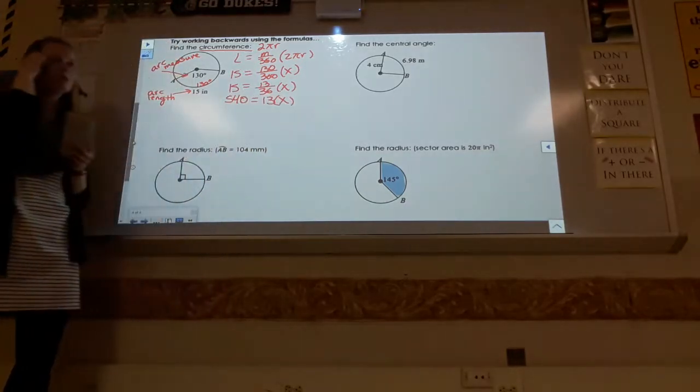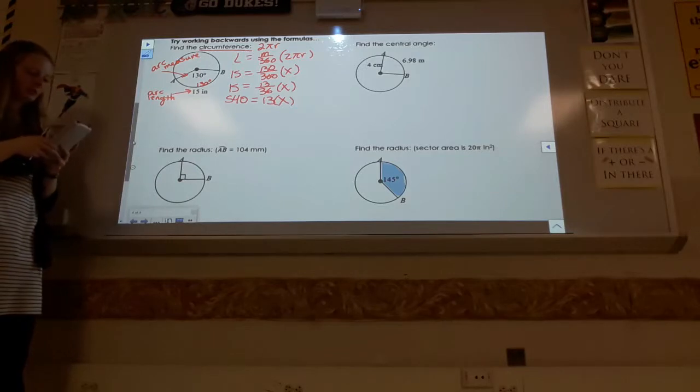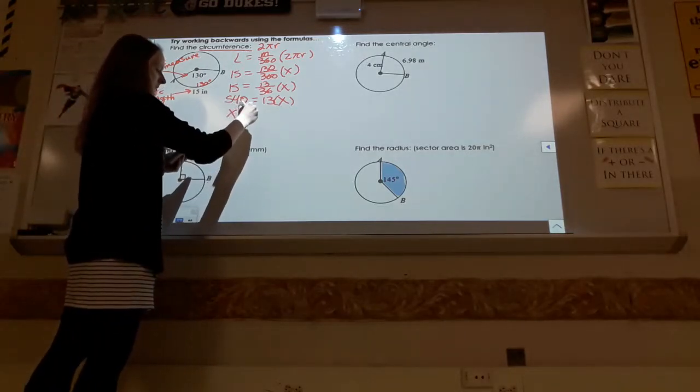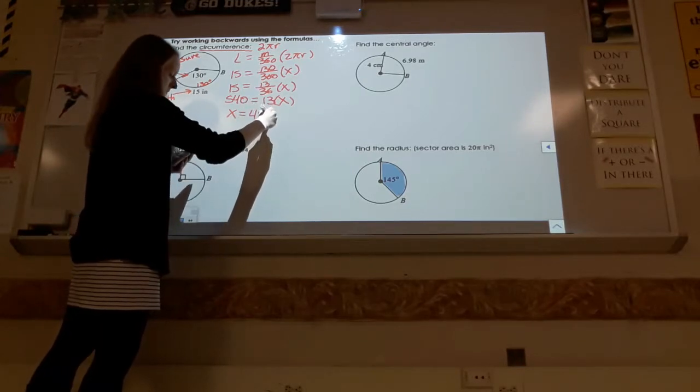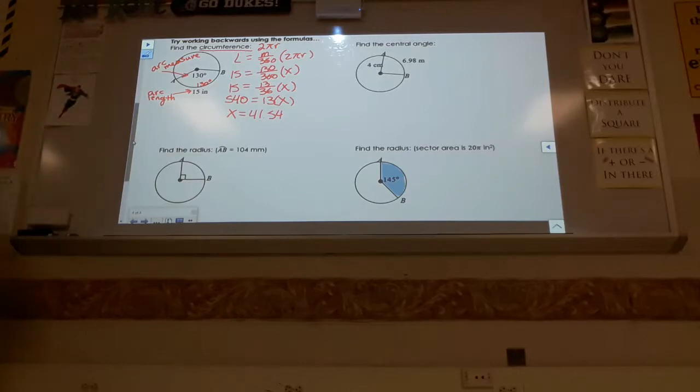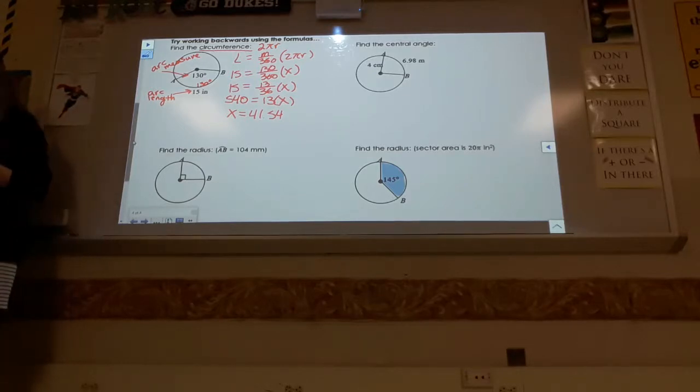How do I get x by itself? 25 by 13. Very good. So x is equal to, yes, well, rounded, 5/4. There you go.